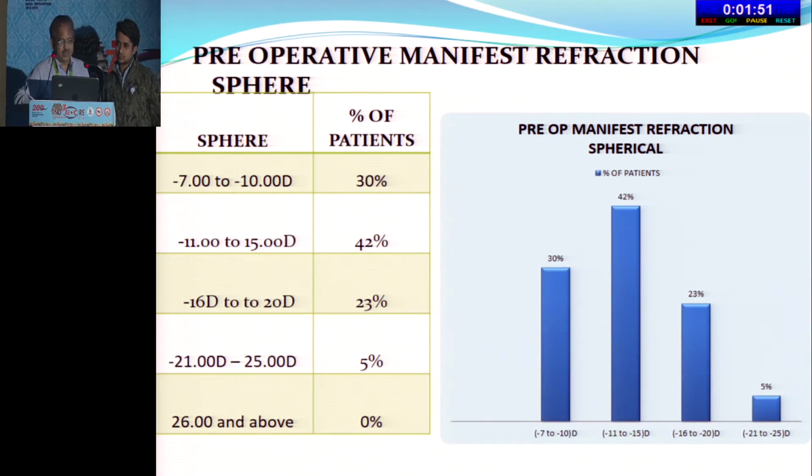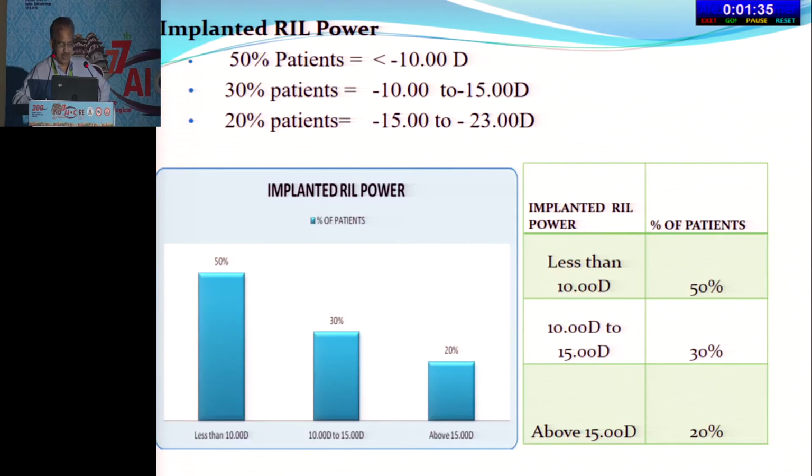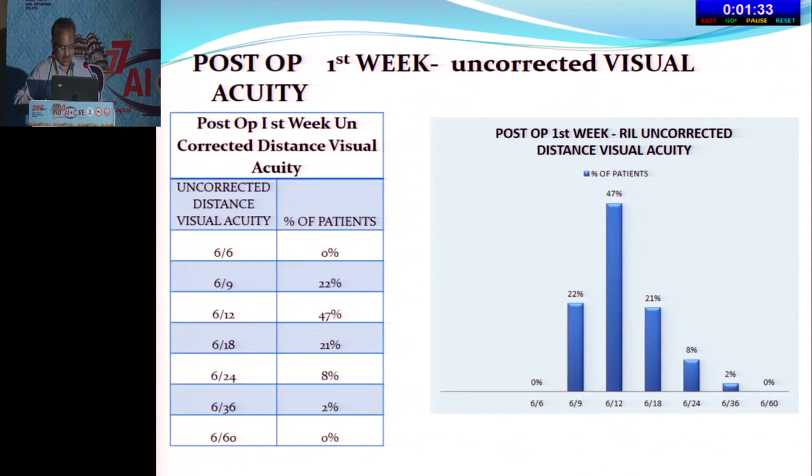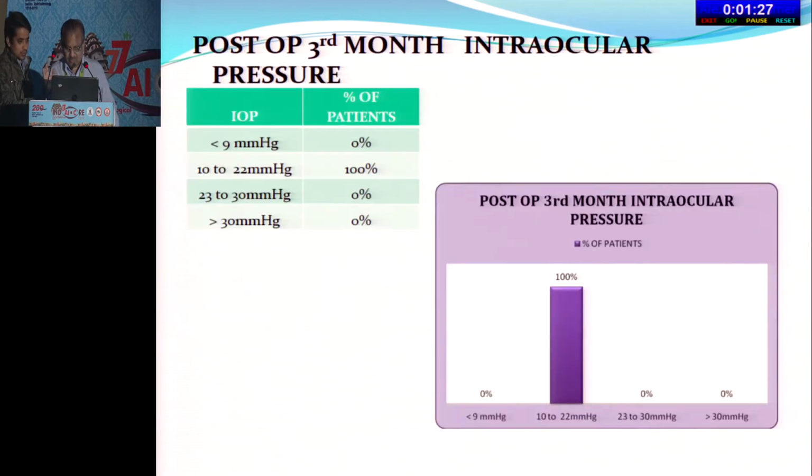Here the postoperative refraction is minus 7 to 10 in 30%, 11 to 15 is 47%, 16 to 20 is 23%, and 22 to 25 is 5%. So anterior chamber depth, going like that. See, without even pressing it is going.